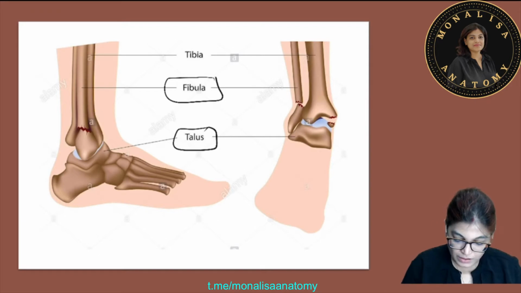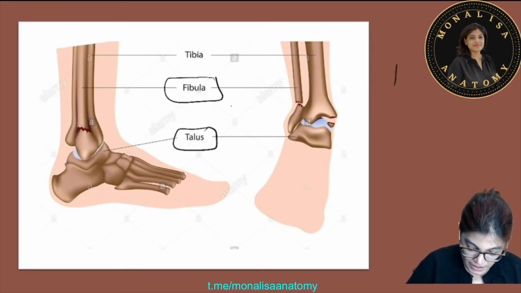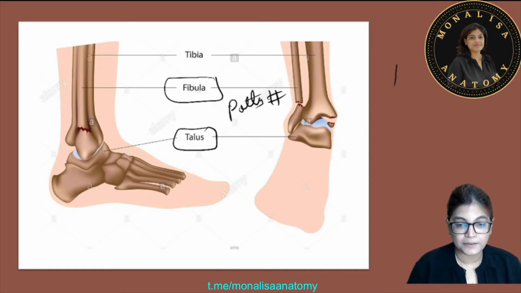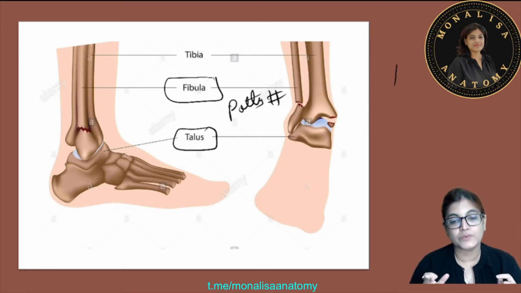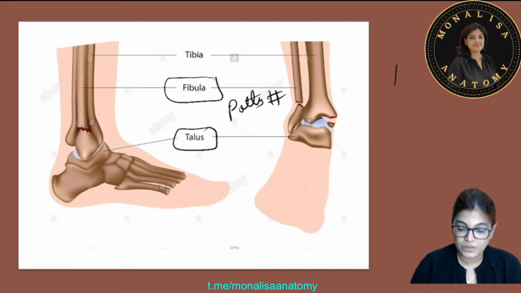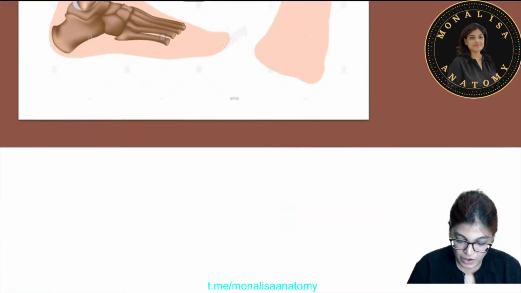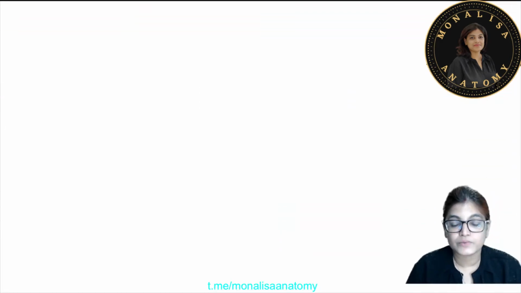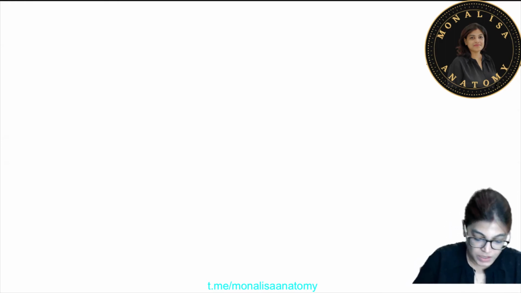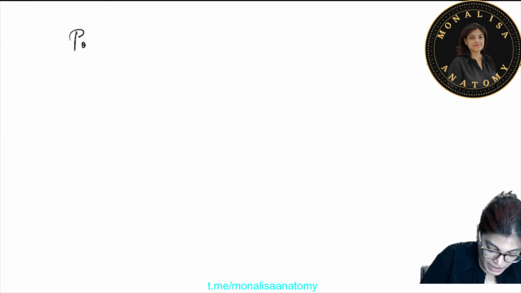Okay. So this is the diagram. Here you can see the diagram included is of Pott's fracture as shown in the diagram. Okay, and injury is caused by combined abduction and external rotation, which is due to eversion force. What is the force? The force is eversion force. Okay, so let's see the few important points about Pott's fracture. So please write down these points. These are important points.